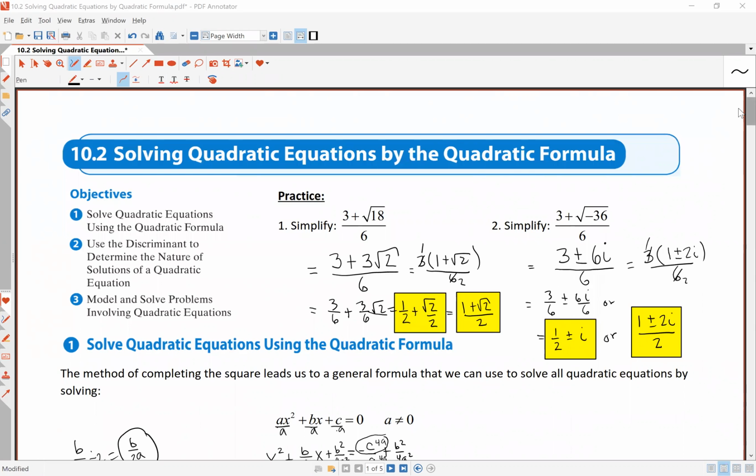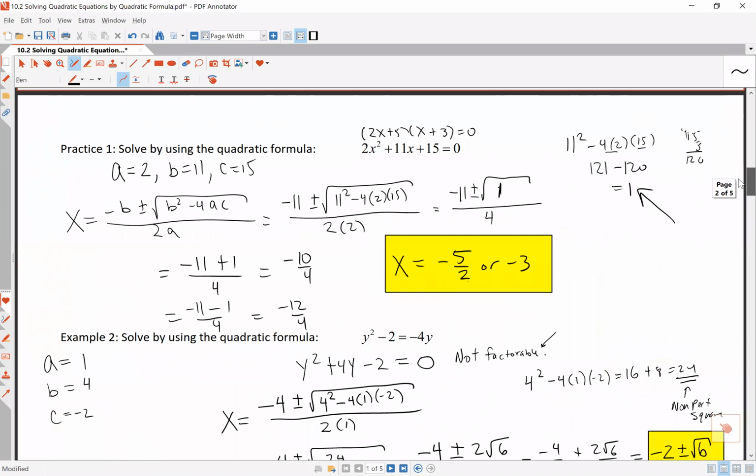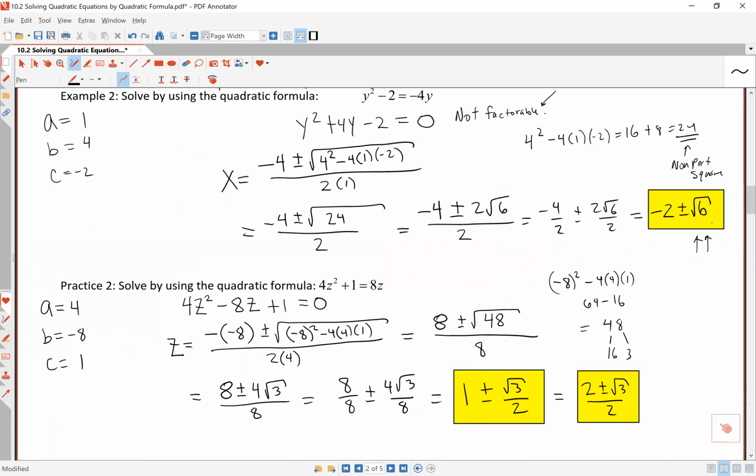In the video for 10.1, we saw that sometimes when you did the quadratic formula, like in practice 1, you ended up with these nice solutions. And that was because the piece under the radical, which we're going to call the discriminant, was a perfect square. We also saw that if it wasn't a perfect square, then we ended up with these square root problems, and those are what we call real but irrational solutions. So this time the discriminant, or the stuff under the radical, was a non-perfect square.